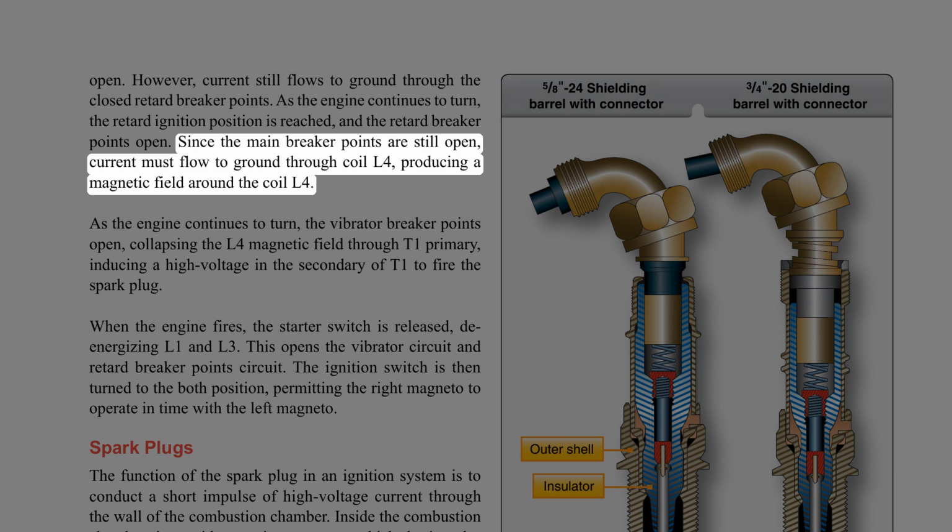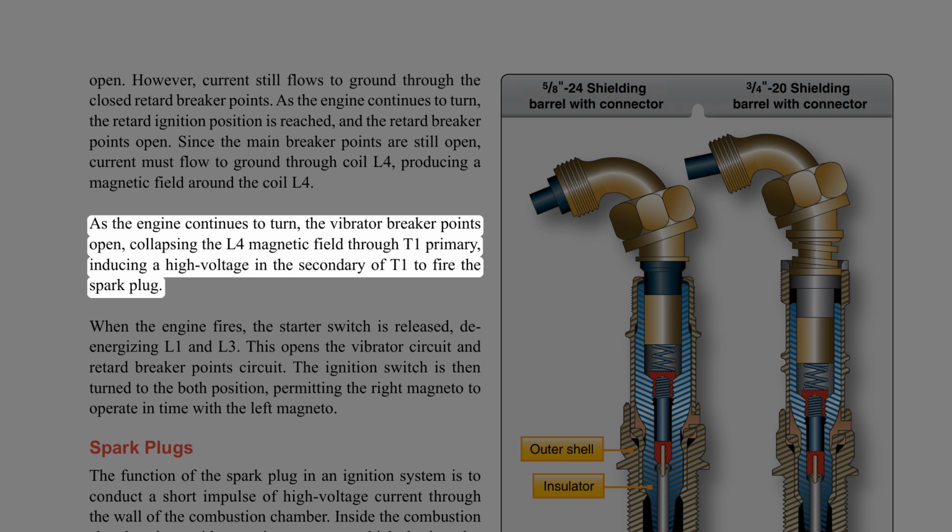around the coil L4. As the engine continues to turn, the vibrator breaker points open, collapsing the L4 magnetic field through T1 primary, inducing a high voltage in the secondary of T1 to fire the spark plug.